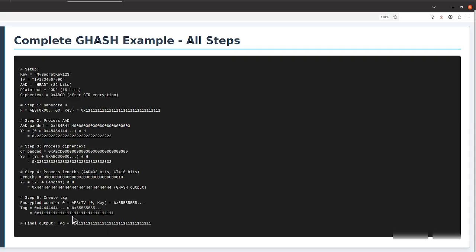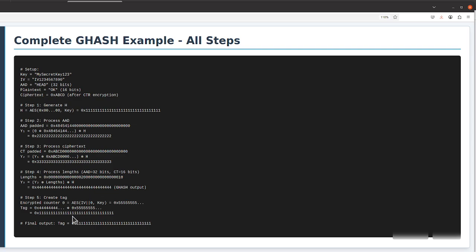Let's work through a complete example from start to finish, with concrete values, so you can see exactly how GHASH works. We'll use simplified values to make the arithmetic easy to follow, but the process is identical to real GCM. Setup. The AES key is "my secret key 123". The IV is "IV" beginning with 12 ending with 90. AAD is "head" which is 32 bits, and the plaintext is "OK" which is 16 bits.